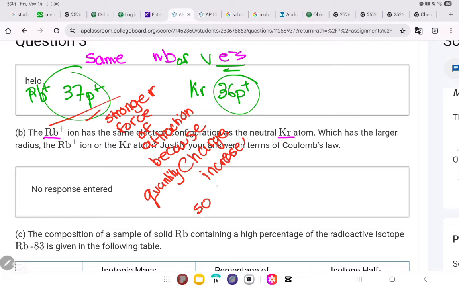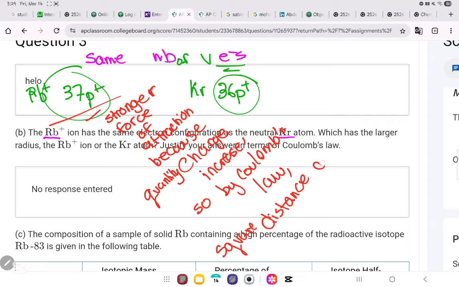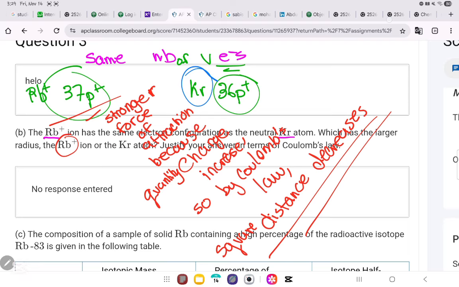So according to Coulomb's law, what happens to my distance? The square distance decreases. Right? So what does this mean? This means rubidium is going to have a smaller atomic radius. So thus we can say Kr will have the larger atomic radius. And this is all answered in terms of Coulomb's law.